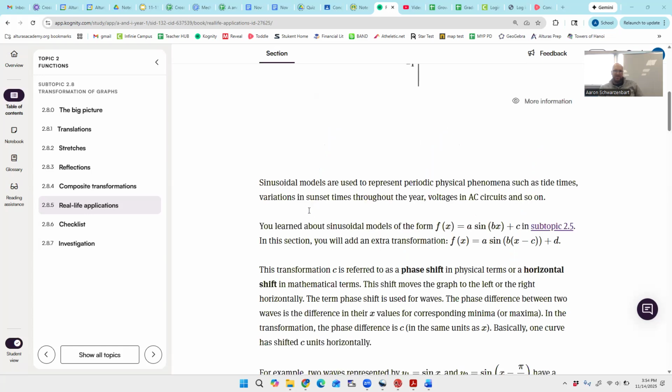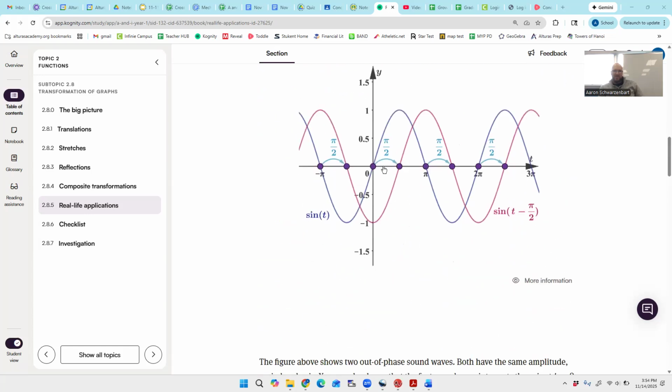So let's look at some real life examples. So here I have the sine shown with a phase shift. A phase shift is a horizontal shift. This one is to the right, pi over 2. I know that because it's got a minus pi over 2 in the parentheses spot, or in the phase shift spot.